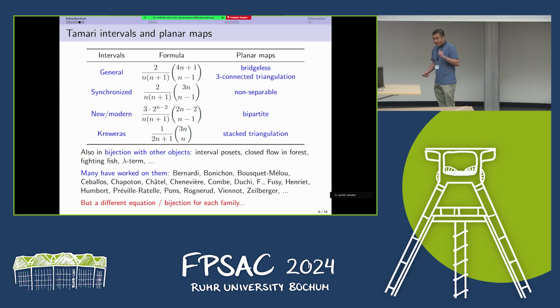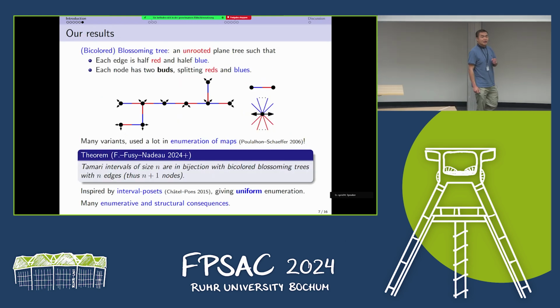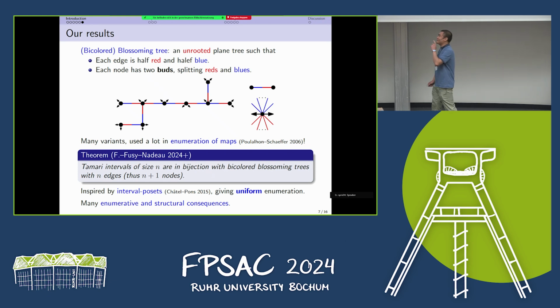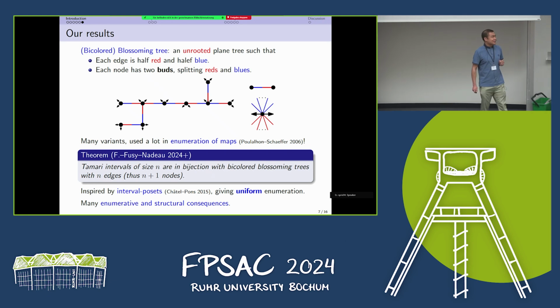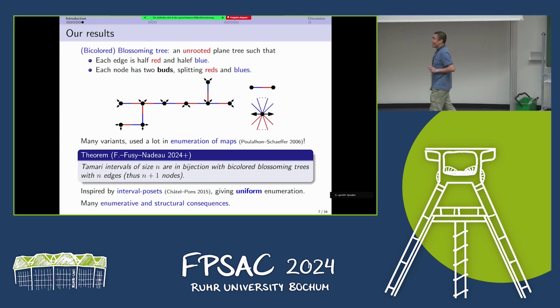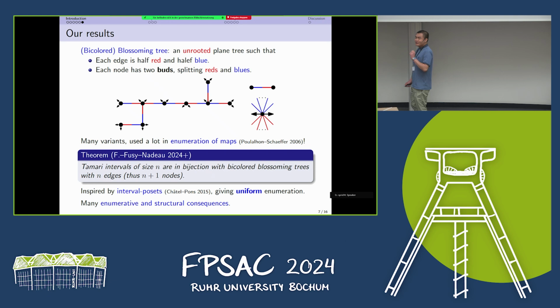The central object of our contribution is something called a bicolor blossoming tree, which is simply an unrooted plane tree, this time unrooted, such that each edge is colored half blue and half red. We didn't pick these colors on purpose. The Americans know. And then when we look at each node, other than the adjacent edges, they also have 2 buds. And the 2 buds separate the adjacent red and blue half edges. So here is an example where you can check that all the conditions are satisfied, and locally, they look like this.